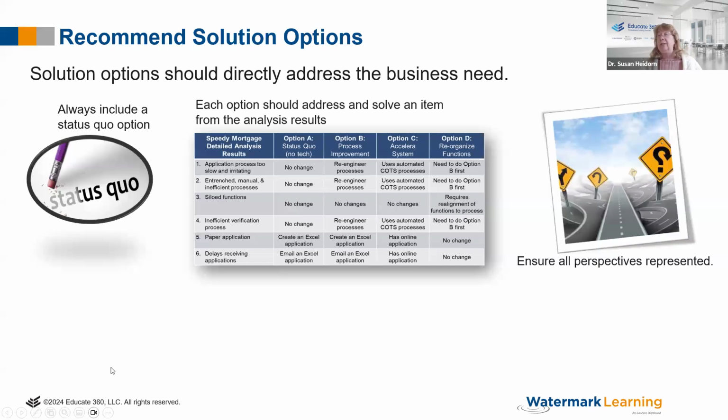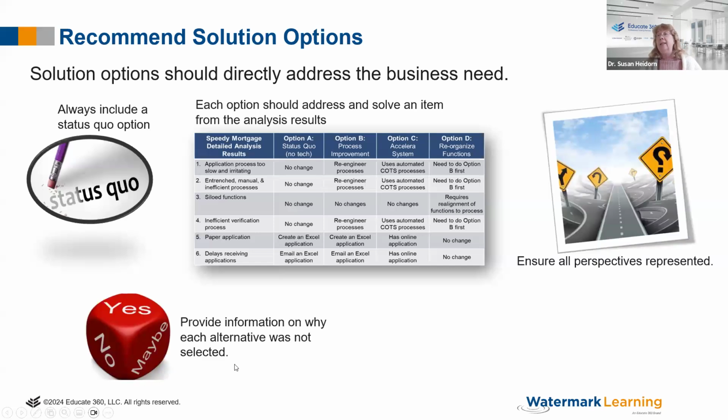Ensure all the perspectives are represented. Provide information on why the other alternatives weren't selected. For status quo, why not selected? It wasn't going to solve any of our problems, for one, and it still is going to cost us $1.2 million, because that's what it's costing us now.